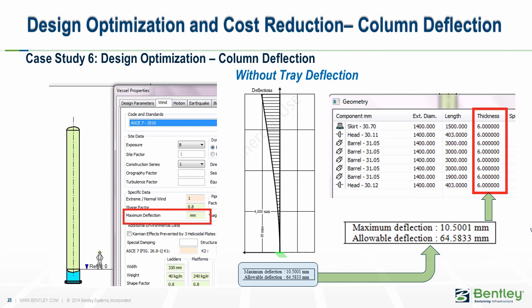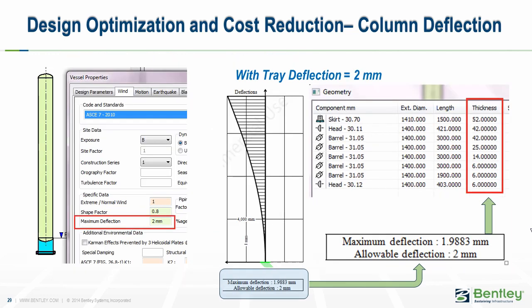The program calculates based on the allowable deflection, and the obtained deflection is well below the allowable, with 6 mm computed vessel wall thickness. In this case, the same column is modeled, setting a more stringent 2 mm maximum deflection in the wind tab.